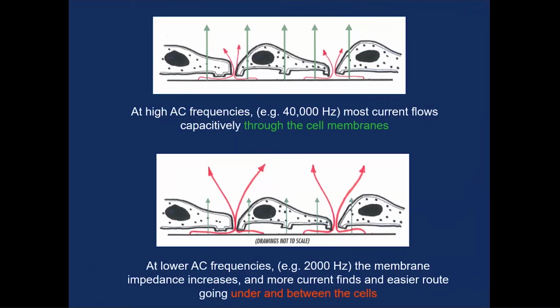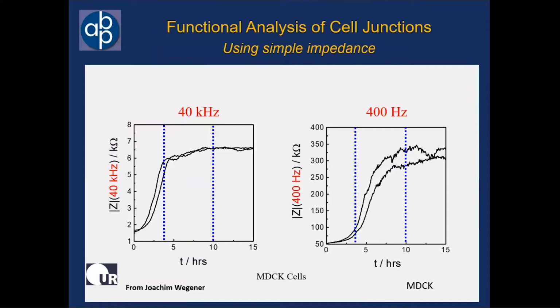We can show this effect quite dramatically in the next slides that were done by Joachim Wegener at the University of Regensburg. Here he looked at the attachment and spreading of MDCK cells, and he monitored two wells at 40,000 and at 400 hertz. These are the same wells. The instrument is simply switching back and forth between these frequencies.